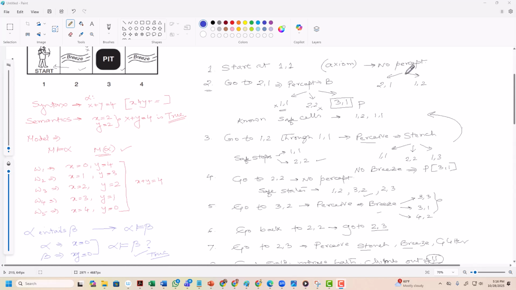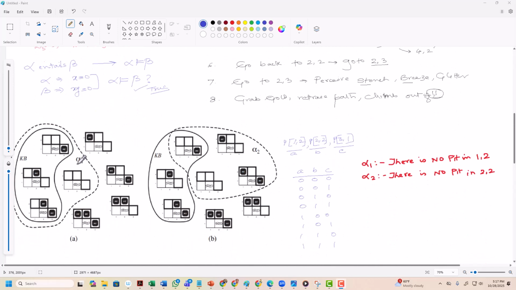We set that axiom, there's no percept, and a breeze in 2, 1. So basically at the end of step 2, there's a breeze in 2, 1. These percepts combined with the agent's knowledge of the rules of the Wumpus world constitute the knowledge base, which is given here. This is the knowledge base. Two different figures, A and B. So the percepts are no percept in 1, 1, and a breeze in 2, 1.